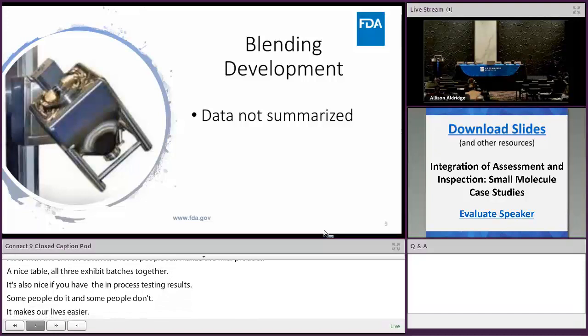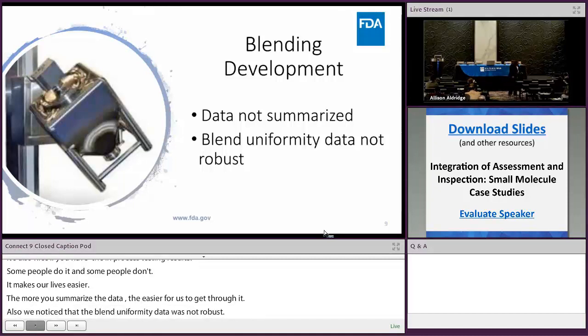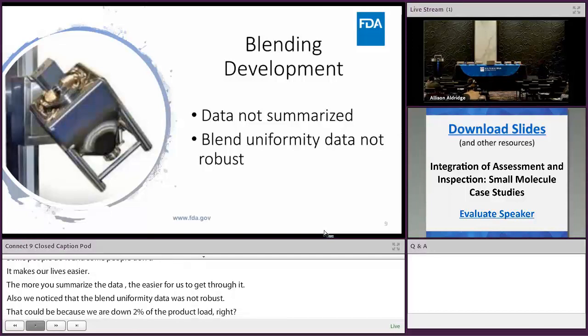So anyway, the more you summarize the data, it's easy for us to get through it. And also we noticed that the blend uniformity data wasn't robust. And that could be because we're down 1-2% of the product load, right? So the mixing may not be as good as it needs to be. But I'll come back to that in a second.